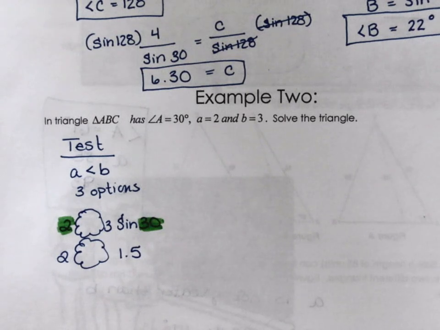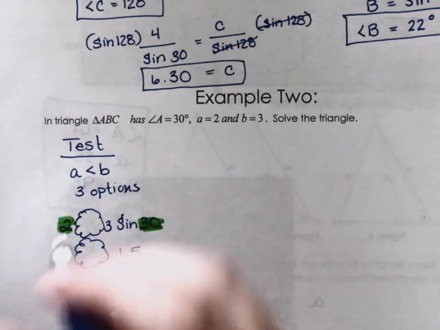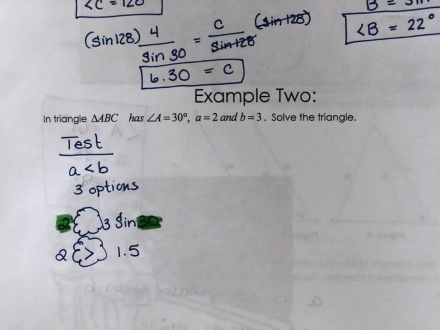Okay, so what do we put in there? 2 fluffy cloud, 1.5. 2 is greater than. So what does that mean? 2 triangles.